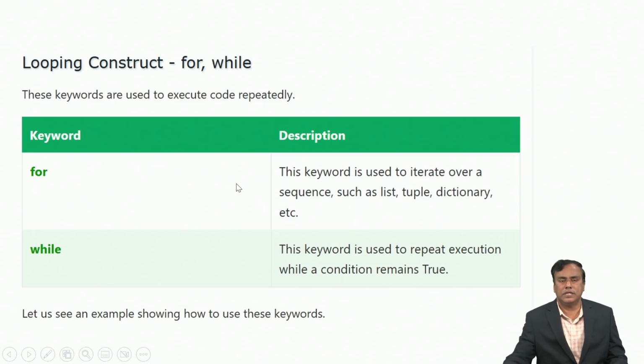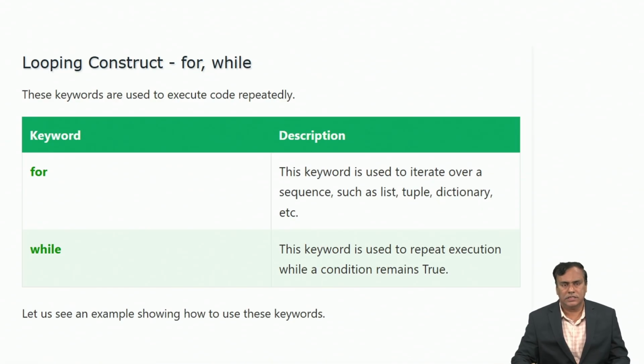Now we are going to discuss the keywords for and while. These are keywords you can find in loop statements. We know that for and while are loop statements. The for loop is used to iterate over a sequence such as a list, tuple, dictionary, etc. And the while keyword is used to repeat the execution until the condition becomes false. As long as the condition is true, the loop is going to repeat. When the condition becomes false, the control will be transferred out of that loop.